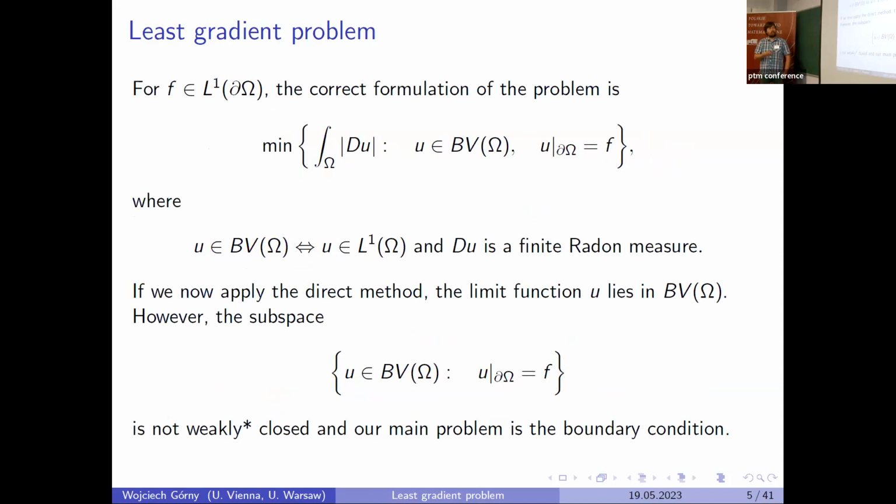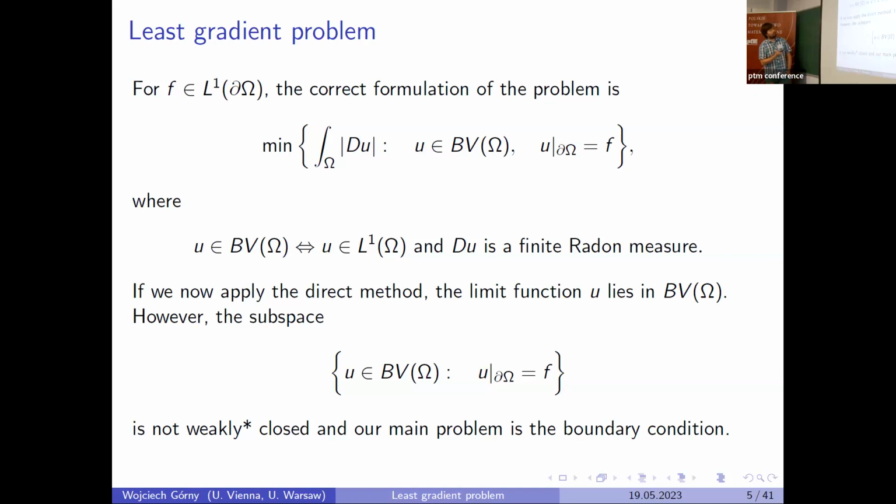So in other words, we allow for jump discontinuities and some other possible pathological things, but the main thing that we imagine in this case is that it is roughly an absolutely continuous part plus something with a jump. Okay, so if we now apply the direct method, what we get is a limit function which is in BV, but this subspace is still not weakly star closed. And the boundary condition may fail, so we have to be very careful in how we define the boundary condition.